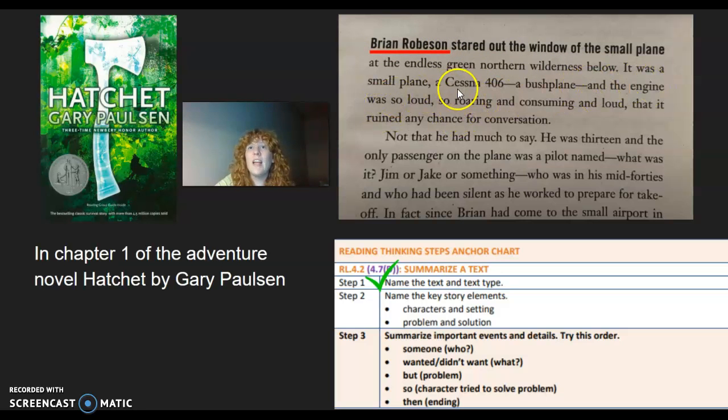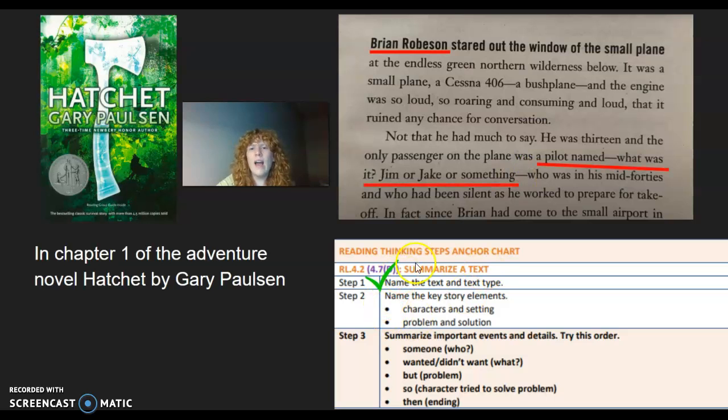Brian Robertson stared out the window of a small plane at the endless green northern wilderness below. It was a small plane, a Cessna 406, a bush plane, and the engine was so loud, so roaring, consuming, and loud that it ruined any chance for conversation. Not that he had much to say. He was 13, and the only passenger on the plane was a pilot named, Jim or Jake or something.